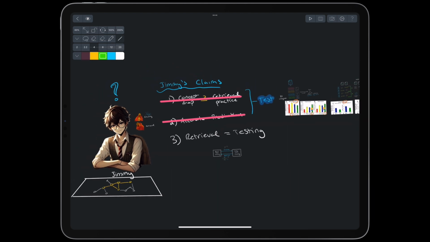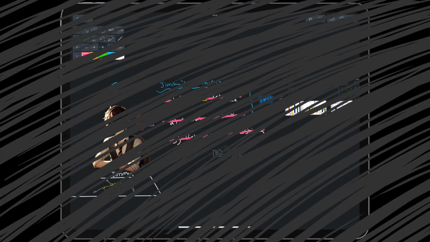The authors would probably say Jimmy was wrong, on all accounts. They might even advise him to try concept mapping from memory as a form of retrieval. What do you think? What would you like to see in a new experiment?